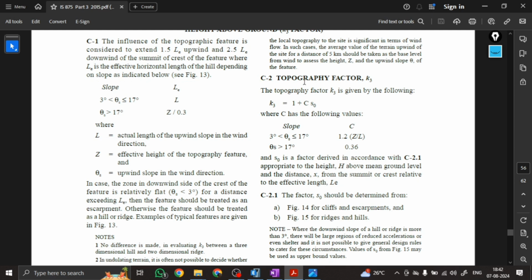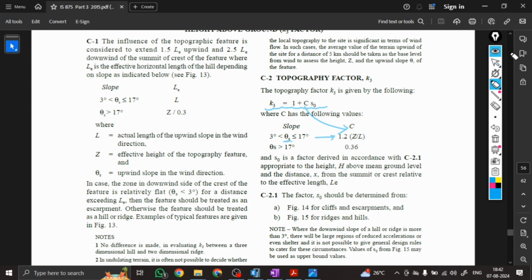Here our main formula is K3 equals 1 plus C into S naught. C is the value given here. If our theta S is greater than 3 degrees and less than or equal to 17 degrees, then we will use 1.2 Z by L.